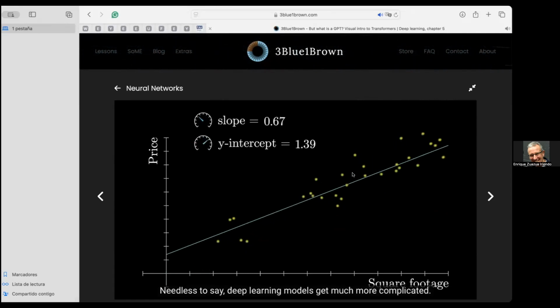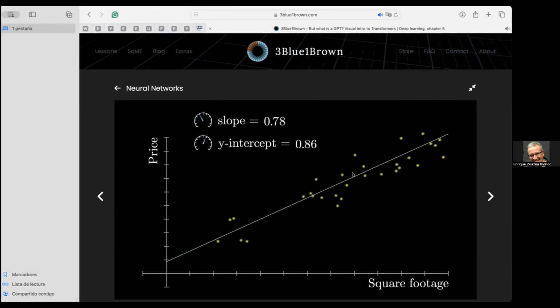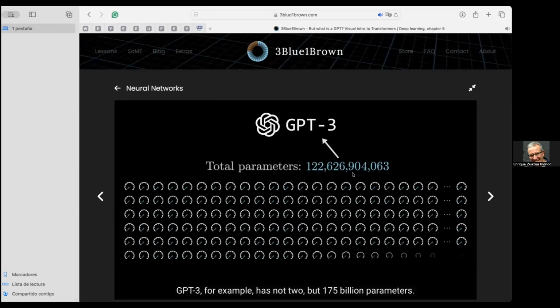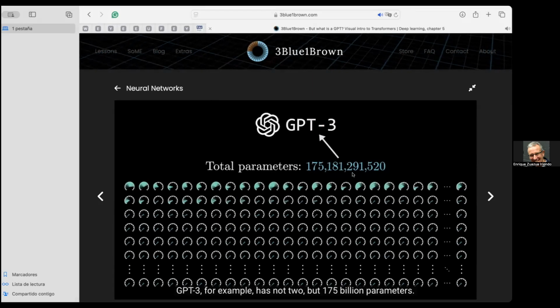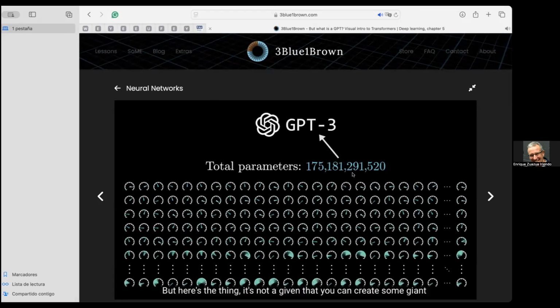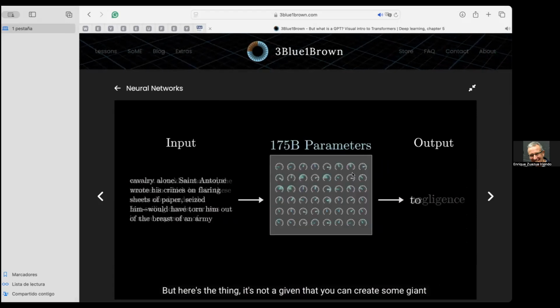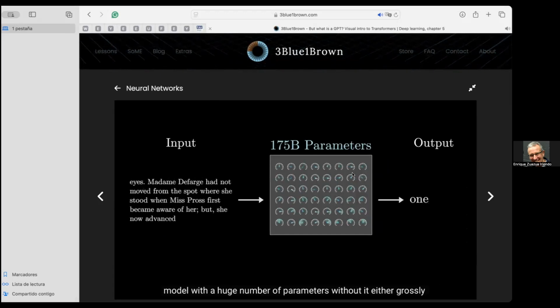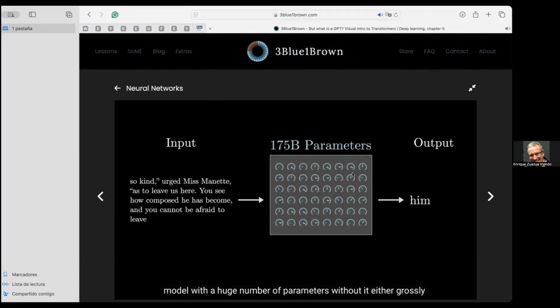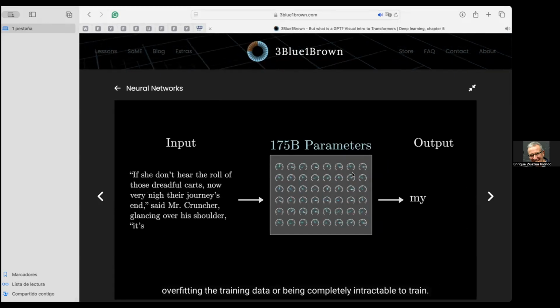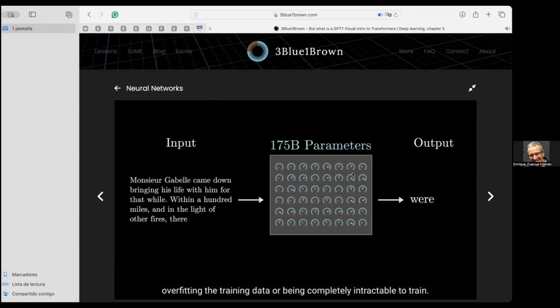Needless to say, deep learning models get much more complicated. GPT-3, for example, has not 2, but 175 billion parameters. But here's the thing, it's not a given that you can create some giant model with a huge number of parameters without it either grossly overfitting the training data or being completely intractable to train.